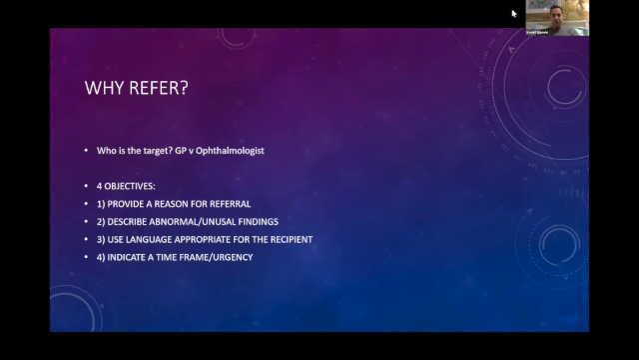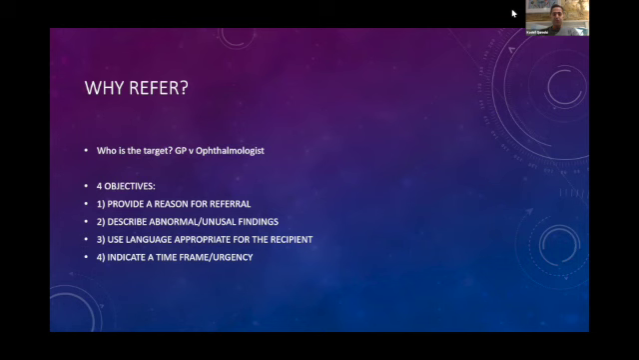What's the language that's appropriate for the recipient? So if I wrote to a respiratory physician and started talking about PVD or something like that, they would have no idea what I meant by PVD. They'd think peripheral vascular disease or something like that. And they probably wouldn't even know what a posterior vitreous attachment was actually. So it's worth writing it in a language that they will understand. And that goes for the GP as well.